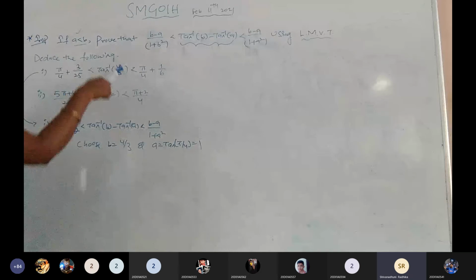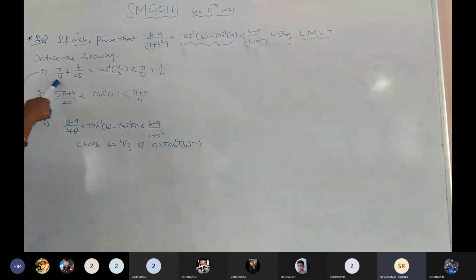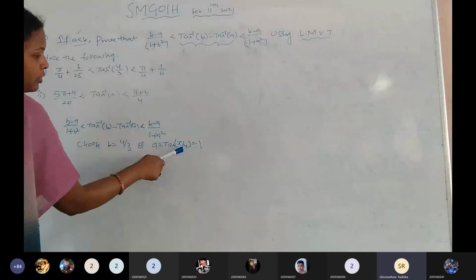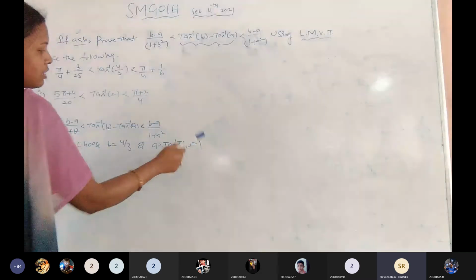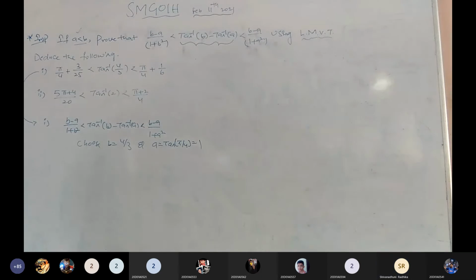The direct middle value is the b value. And how can we find the a value? This angle, the first angle in the deduction, I am going to apply tan of pi by 4. That is the value of a. So that is the first one. Is it clear? Next.